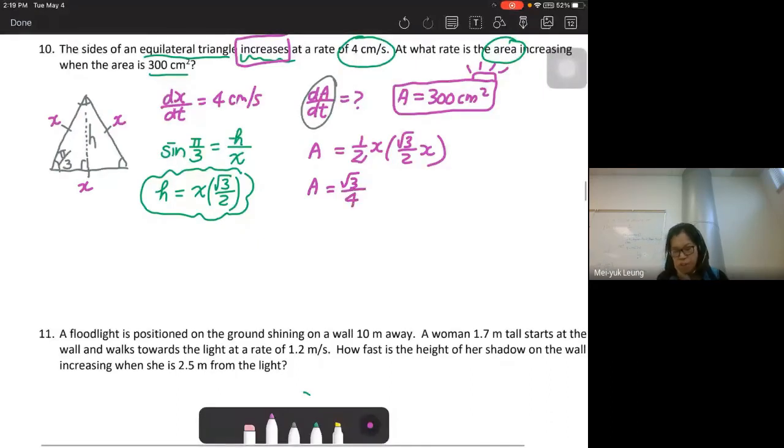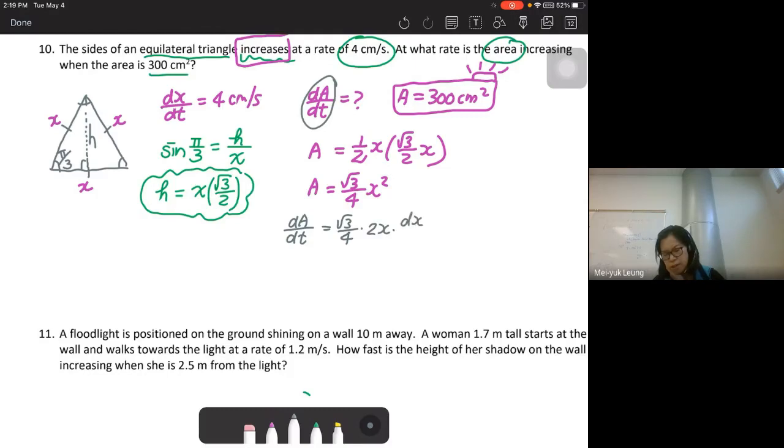Okay, so we have the coefficient square root 3 over 4 times x squared. So it's a simple function, and now we're going to find dA, okay, differentiate it with respect to time. So dA/dt would be square root 3 over 4 times 2x times dx/dt. Okay, so dA/dt is the target rate, and dx/dt is given as 4 centimeters per second, and now we don't know the x value at the snapshot moment.